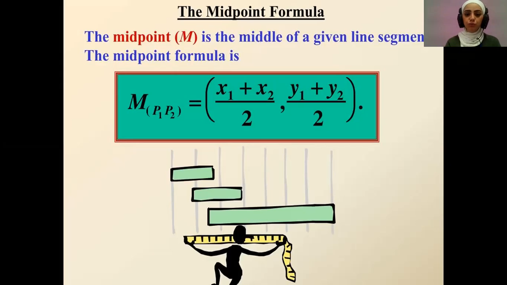So if you have 2 points, point 1 and point 2, you add the x coordinates. So you add x1 and x2, then divide by 2. The value that you get is the x coordinate of the midpoint. Same thing for y. You add y1 and y2, then you divide by 2.